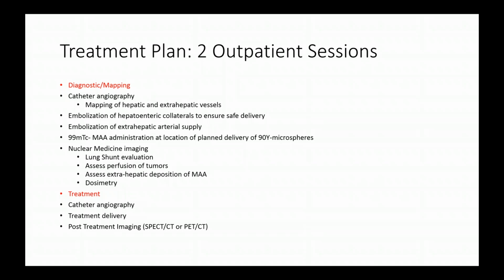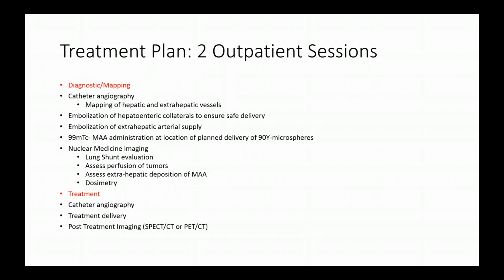So basically, you are mapping the patient's hepatic arteries, as well as any extrahepatic vessels that may be in the field of treatment. You embolize those if you need to. You inject a surrogate, technetium 99 MAA, at the site where you plan on delivering your treatment. The patients then go to nuclear medicine to get an evaluation of the lung shunt, to make sure that you're not going to deposit too much of the radioactive microspheres into the lung as they bypass the liver, and to assess the perfusion of the tumors for dosimetry, and assess for any extrahepatic deposition.